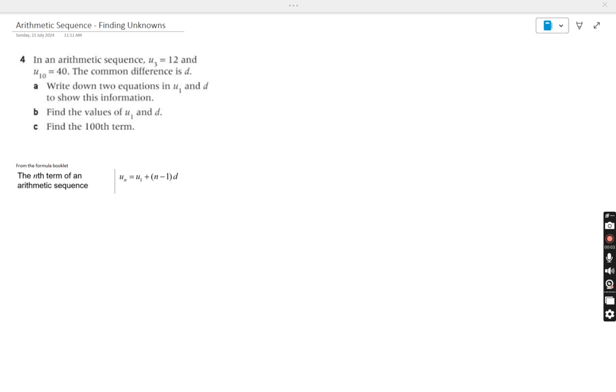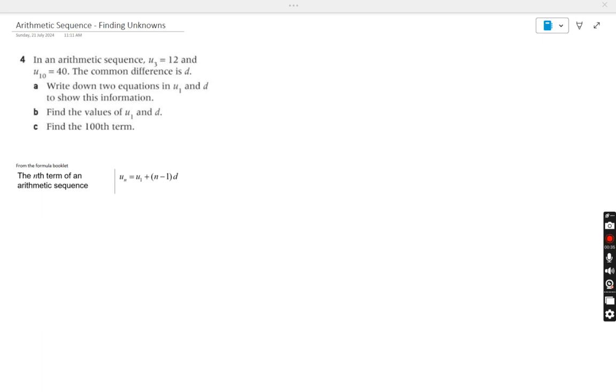Hi everyone. Today I've got an arithmetic sequence finding unknowns question. In an arithmetic sequence, U3 equals 12 and U10 equals 40. The common difference is D, so we don't know what D is. Write down two equations in U1 and D to show this information. Find the values of U1 and D and find the 100th term.